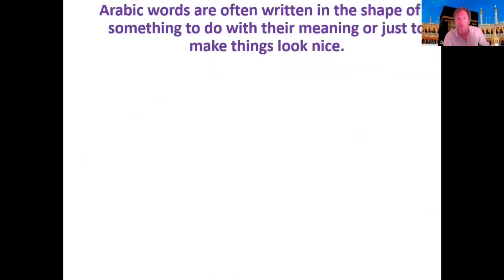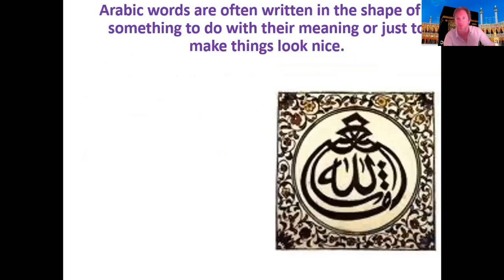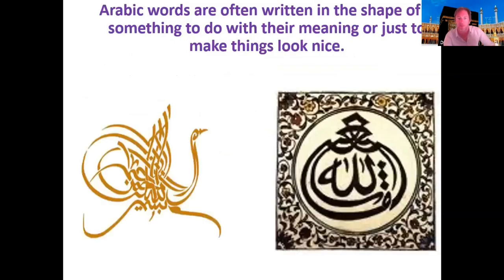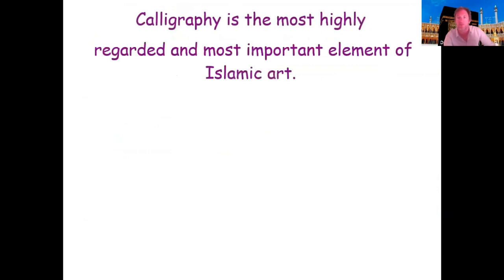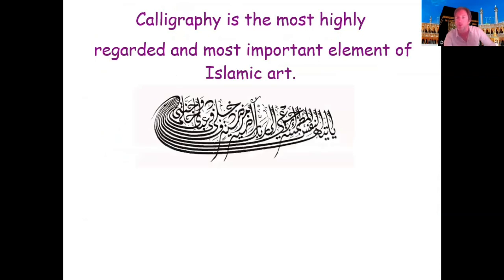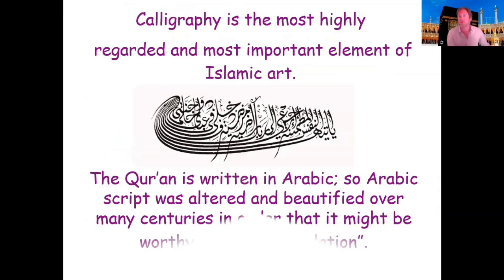Arabic words are often written into the shape of something to do with their meaning, and it makes them look really nice. And it says that calligraphy is the most highly regarded and most important element of Islamic art, because I think that they believe that because the Quran is the revelation of God, to recreate those words is the highest art that you can have. And so that's why the Quran's written in Arabic.